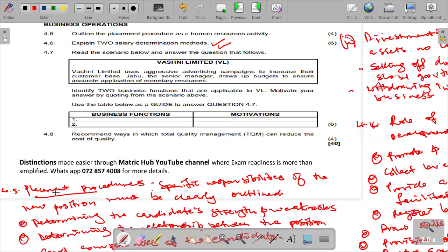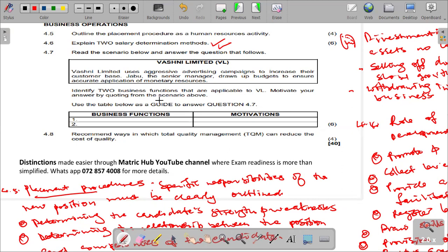It's a scenario again that we just need to quickly look at and then answer the questions that are there. 4.7, read the scenario below and answer the questions that follow. Foschini Limited uses aggressive advertising campaign to increase their customer base. Jabu, the senior manager, draws up budgets to ensure accurate application of monetary resources. Identify two business functions that are applicable to VL. Motivate your answer by quoting from the scenario.